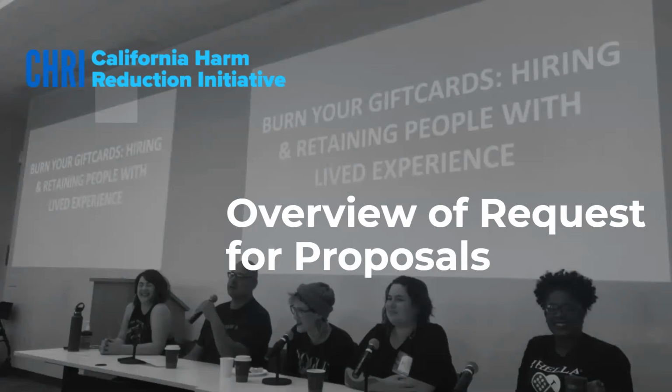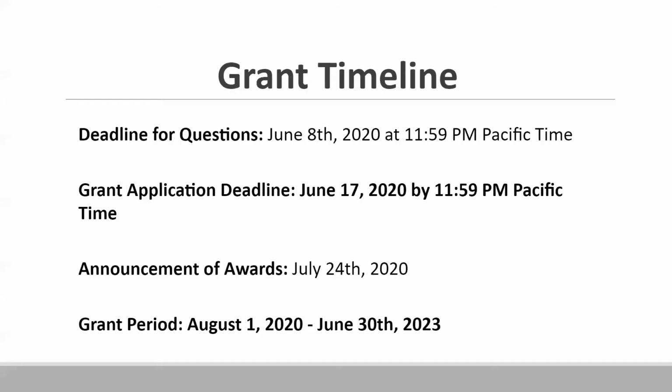Okay, thank you, Savannah. You can go ahead and go to the next slide, Helen. Perfect. So as you all can see here, these are the important dates for this process. The deadline for questions to be addressed in the FAQ is June the 8th at 11:59 Pacific. The grant application deadline is June the 17th at 11:59 p.m. Pacific. We will announce the awards July 24th. And then the grant period is August 1st through June the 30th, which is a 35-month contract period.